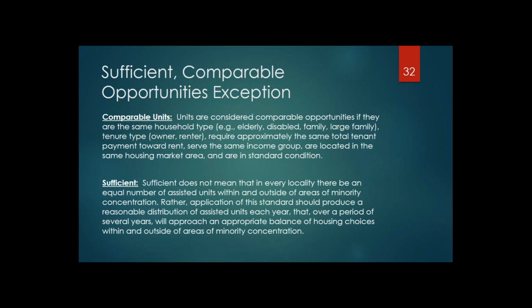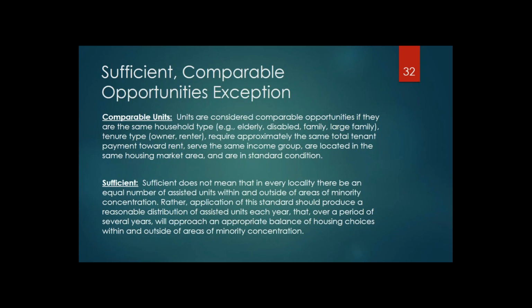In order to be considered comparable, the units must also be in the same housing market area. We're going to talk about this further in the presentation as well. It is also important for reviewers to understand what is meant by the term sufficient. The PBB regulations make clear that sufficient does not mean that in every locality there needs to be an equal number of assisted units within and outside areas of minority concentration. It says, rather, application of the standard should produce a reasonable distribution of assisted units each year that over a period of several years will approach an appropriate balance of housing choices within and outside areas of concentration.